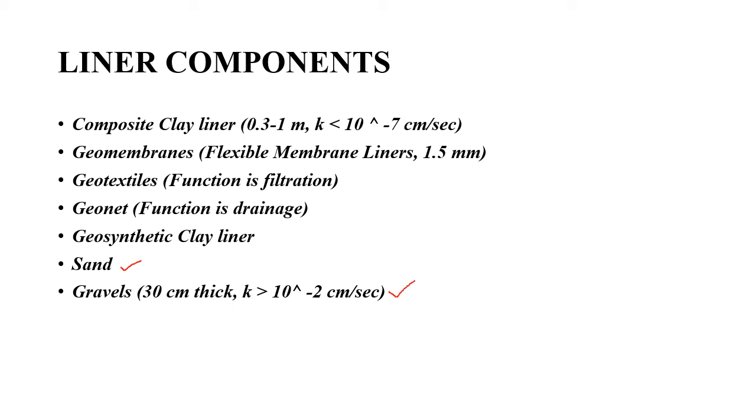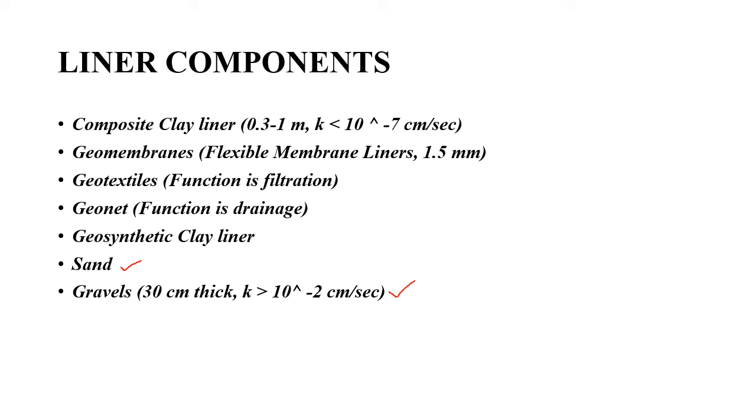The finer particles will be retained within the sand layer, and only the water or liquid will pass through the sand. And then we have to make sure that proper drainage is happening within the drainage layer, which can be made with natural materials like gravels. The usual thickness of such drainage layers is 30 centimeters, and the permeability should be greater than 10 raised to minus 2 centimeter per second.